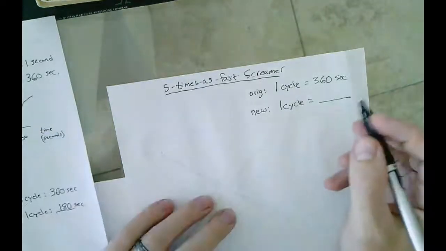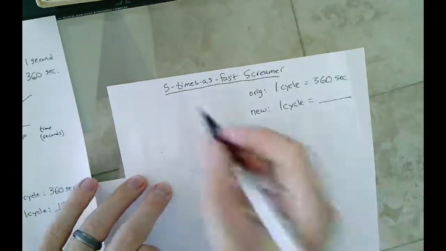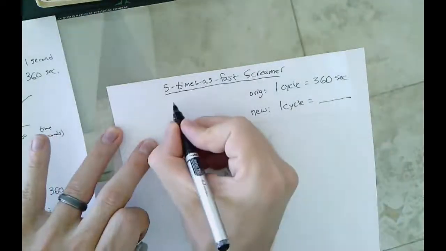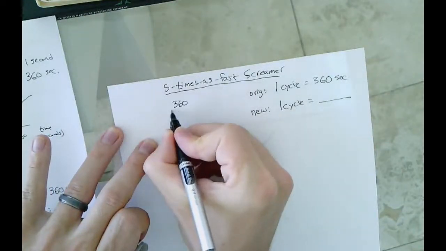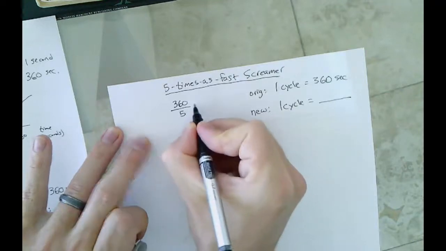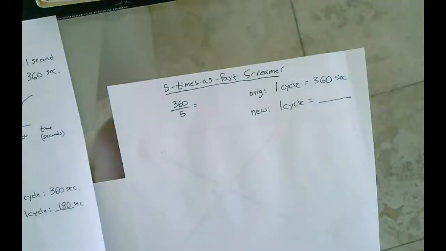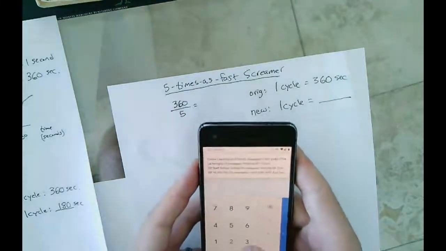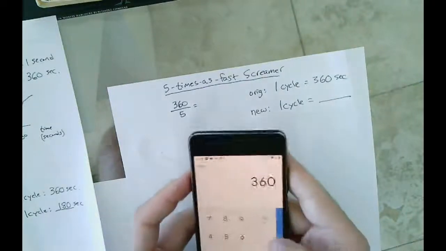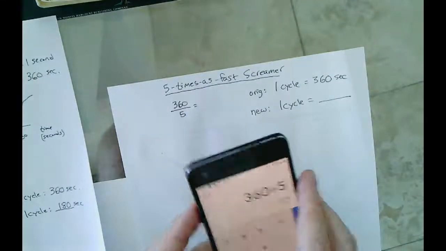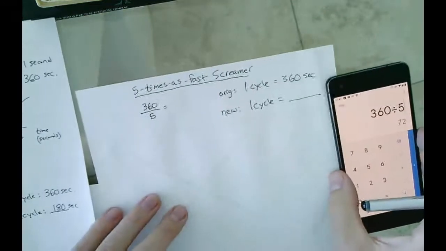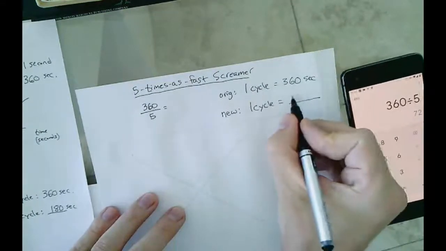And you're back here. So for one cycle of the new one, I'm thinking this. If it's 5 times as fast, it should be 1/5 of that length. So to find that out, I'm going to think 360 seconds divided by 5 right here. And if I don't have this memorized, because why would I have that memorized, I can go right here to my calculator and do 360 divided by 5. That gets me 72 right here. Okay, so I know that my new cycle is going to be 72 seconds long.